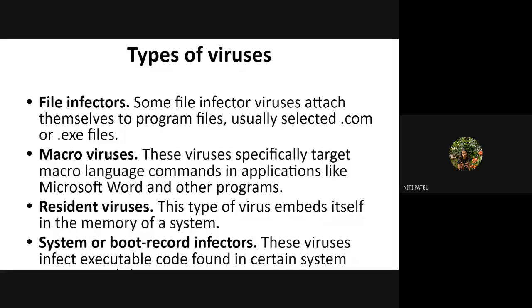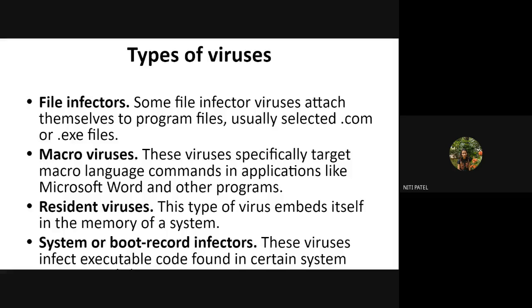Then we had seen different types of viruses: the file infector virus, macro virus, resident virus, and system or boot record infector. Then we had also seen what is dormant. Dormant is nothing but the logic bombs which keep on sleeping for a long time, but they get activated only when that particular time or that particular date comes. Therefore, they are called dormant.